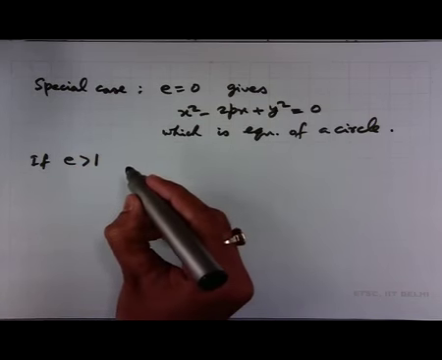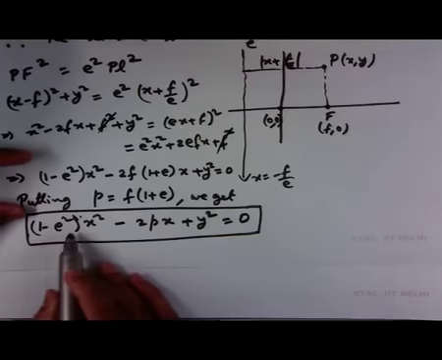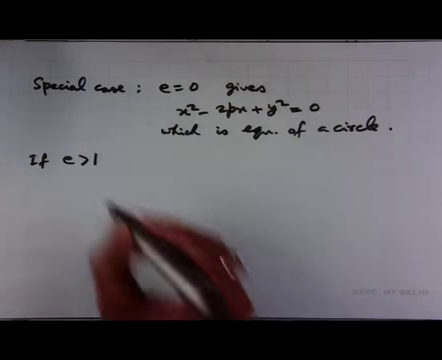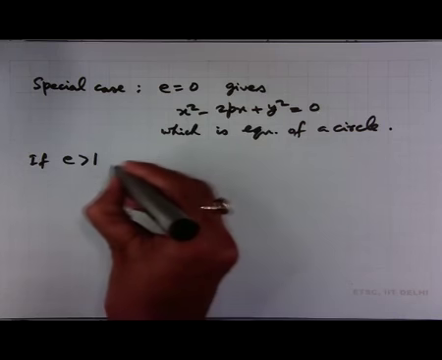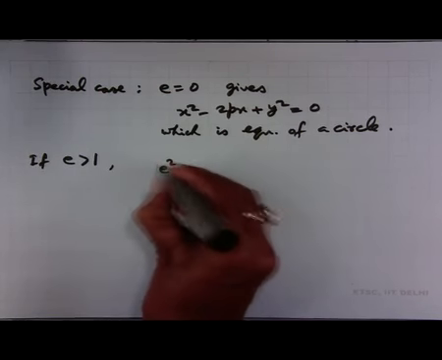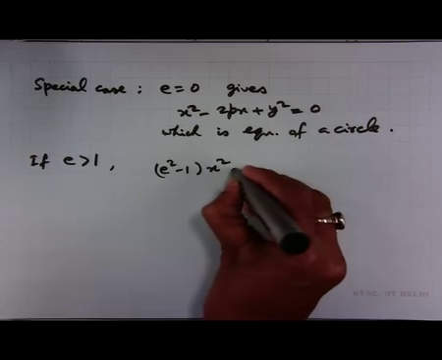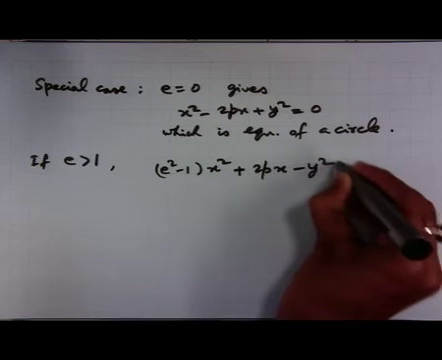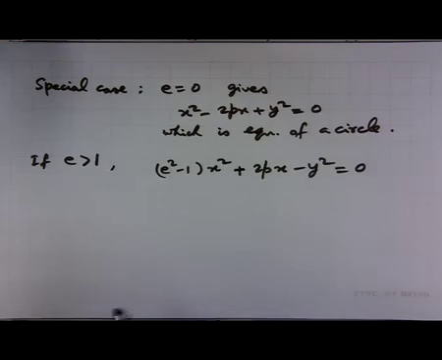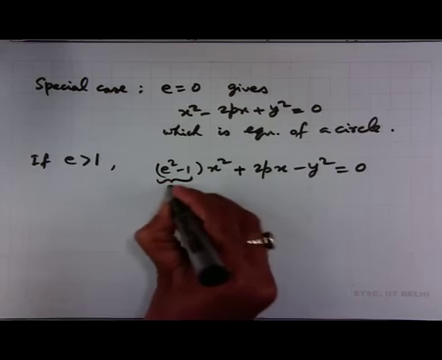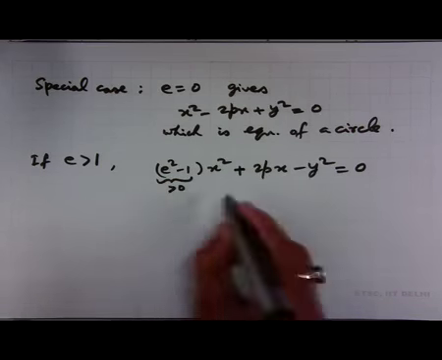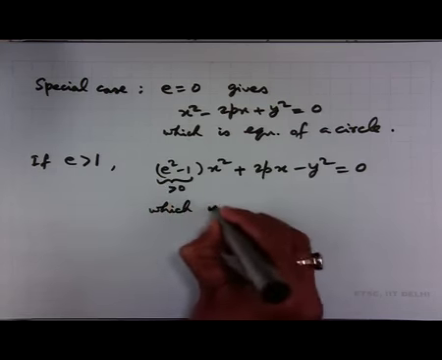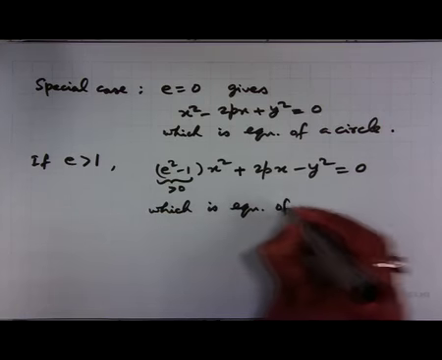then we can write the equation as this equation. If E is greater than 1, this is negative. So, we will write E square minus 1 x square plus 2 p x minus y square equal to 0, and this here is positive. So, this is an equation of a hyperbola.